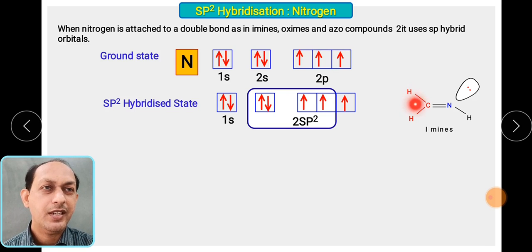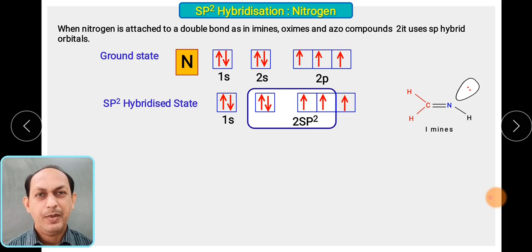देखिए अभी इमाइंस का स्ट्रक्चर क्या रहता है. Imine, so carbon and nitrogen is having double bond. So this particular nitrogen is presently in the sp2 hybridized state, this particular carbon is also in sp2 hybridized state. So this is a bonding, you can have the nitrogen. यहाँ पे जो दो इलेक्ट्रॉन है यहाँ पे दिखेंगे आपको. So this is a lone pair. So this is the structure of imine.